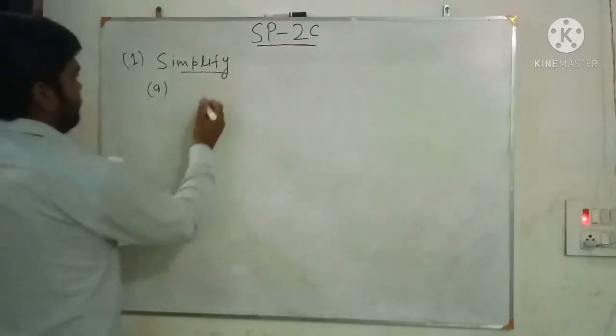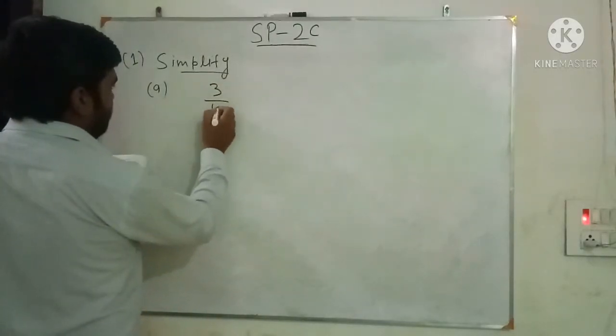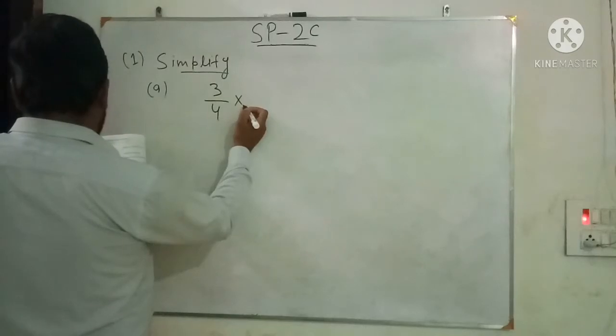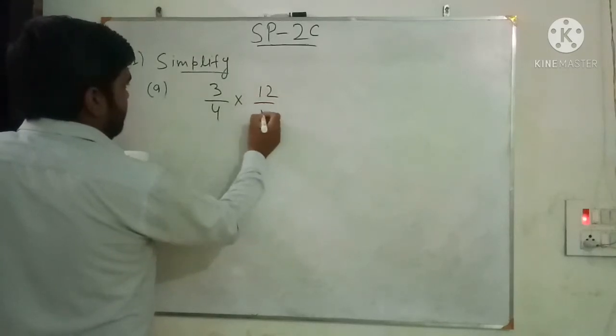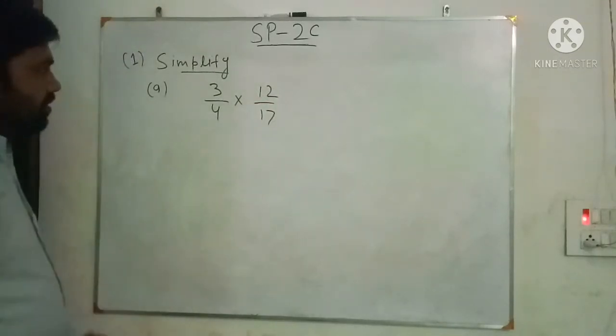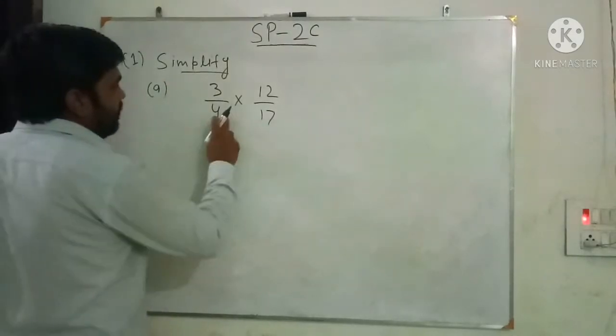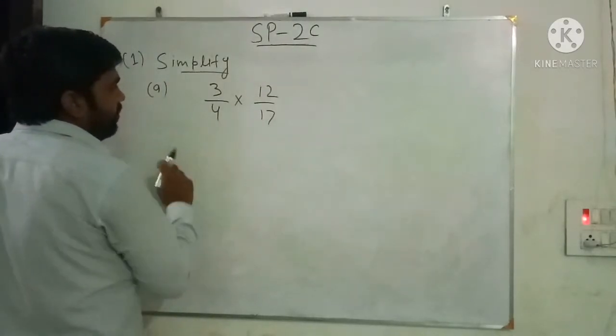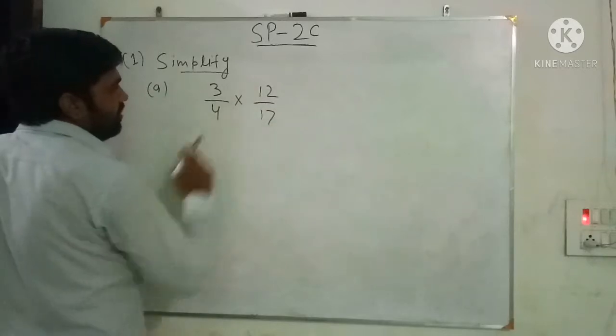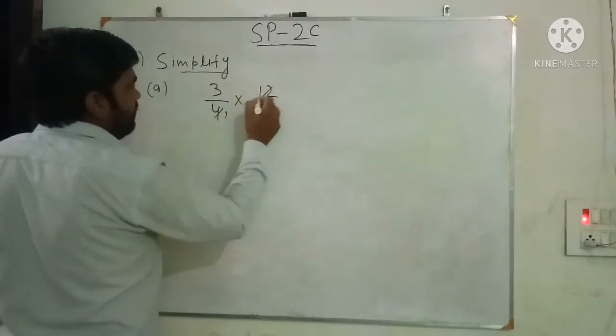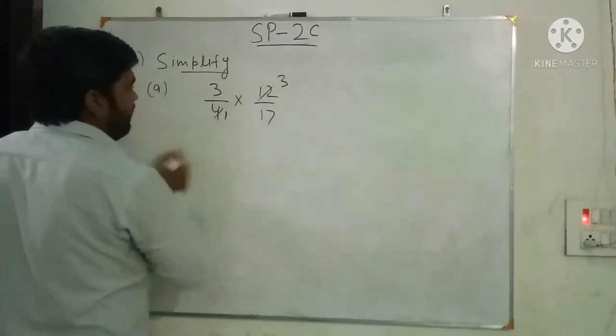3 by 4 multiply 12 by 17. Now see, this 4 and 12 has a common factor 4. So 4 is divided by 4 and 12 is also divided by 4. So 4 1s are 4, 4 3s are 12.